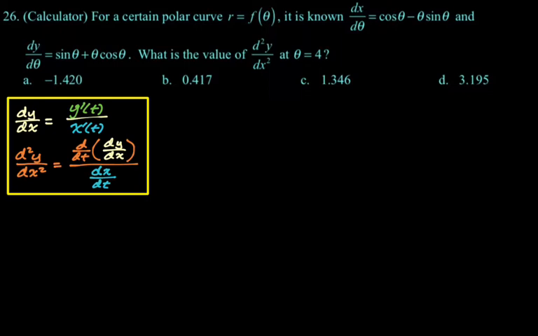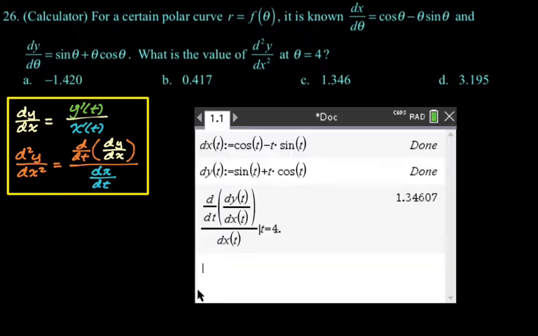But in this case, we need to know dy dx is y prime over x prime, and the second derivative of y with respect to x is the derivative with respect to t, or theta in this case, of dy dx over dx dt, or dx d theta in this case. So this is actually straightforward.